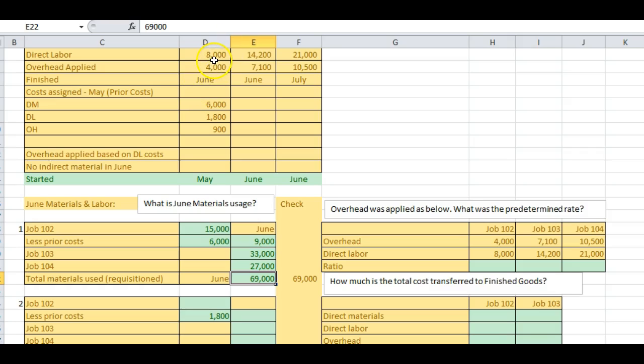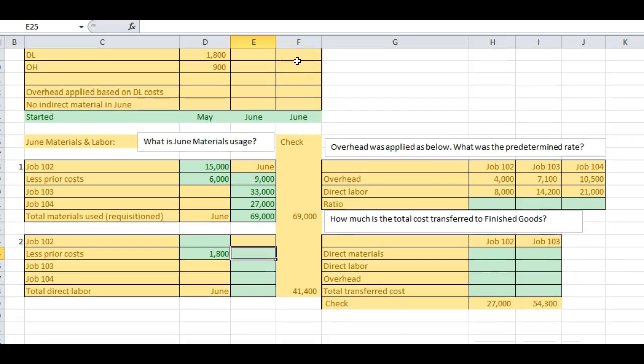For 102, labor was 8,000, but we had 1,800 already taken into consideration here. So you're going to put the 8,000 here, subtract the 1,800, and come up with 6,200. And then you're going to pull down labor here and here to add up for June's labor, which is 44,400. Okay, that's question 1.